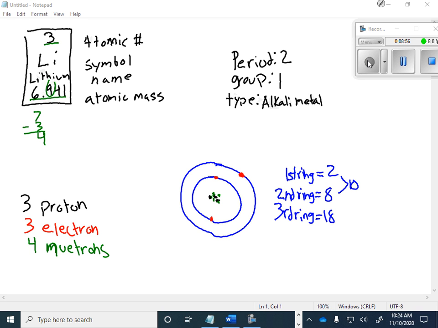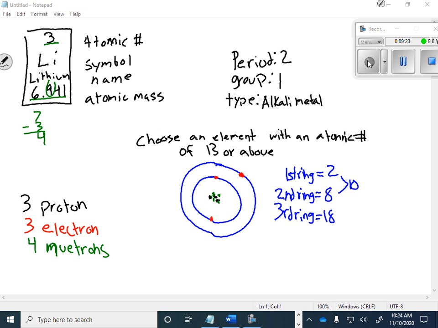And so for this assignment, what you need to do is choose an element with an atomic number of 13 or above. So an atomic number of 13 or higher, and you need to draw an atom of that element, a model of that atom, just like I did here on these examples.